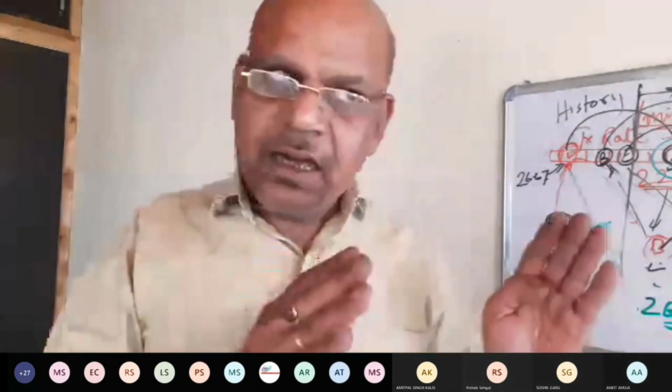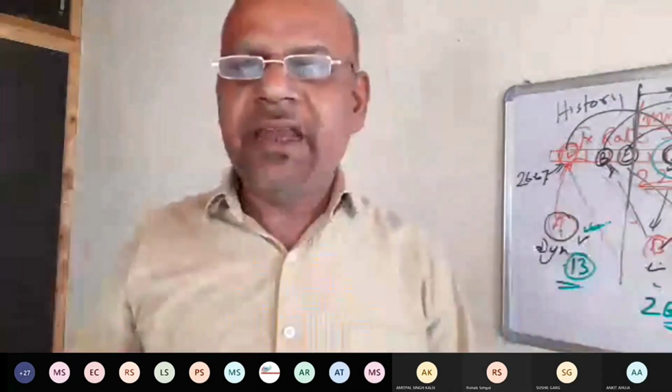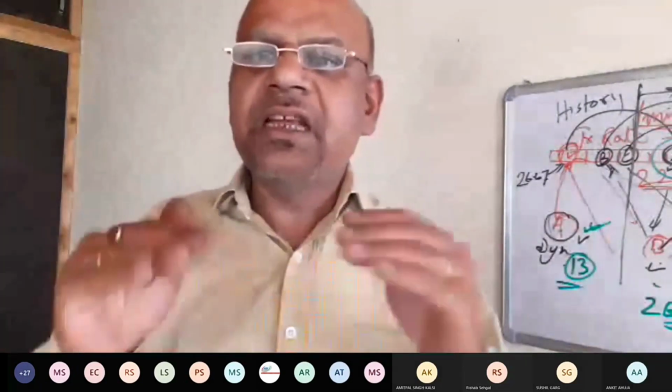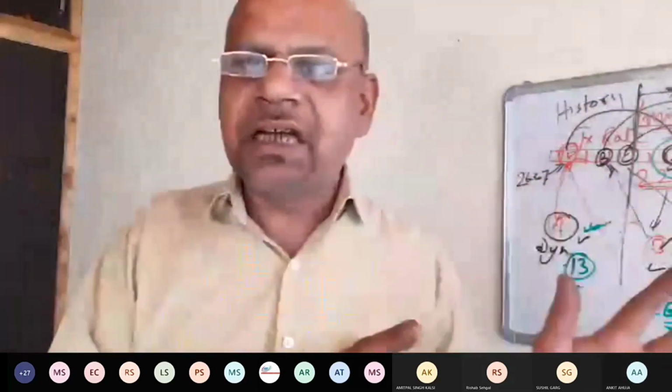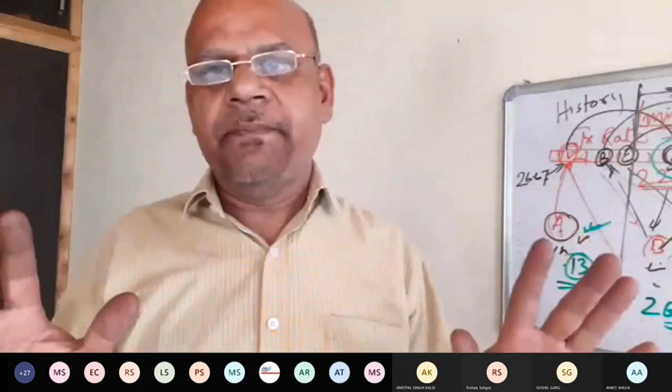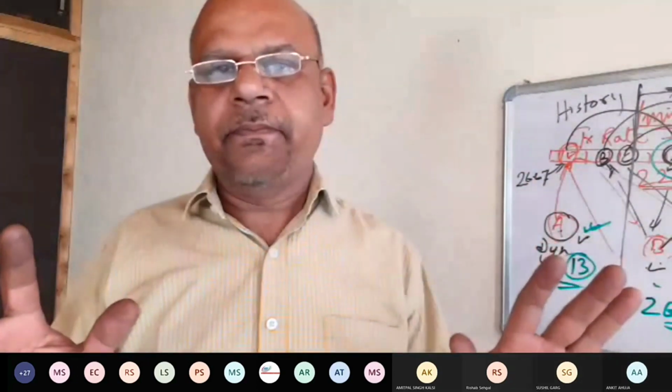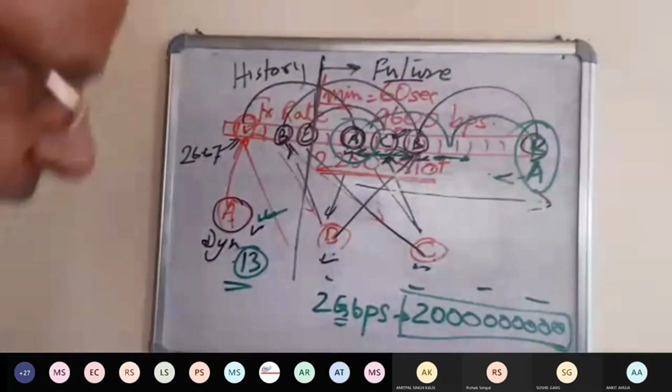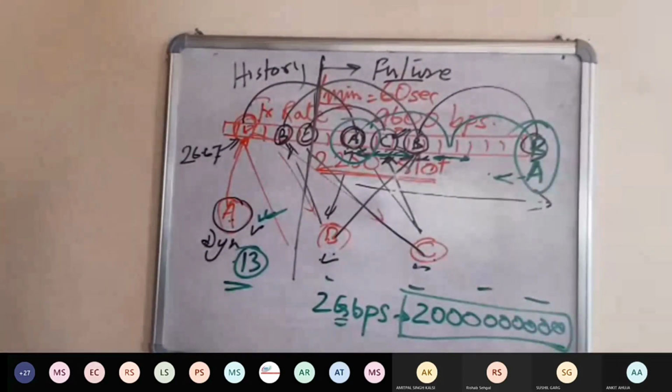It is understood that even if the number of ships increase by 400%, अगर 100 जहाज आज की डेट में 400 हो जाएंगे तो भी सिस्टम काम करेगा। So this is what is SOTDMA. Why we are calling it SOTDMA?